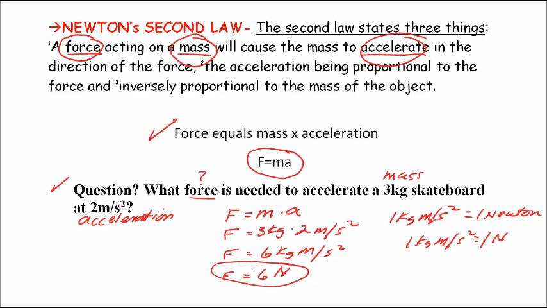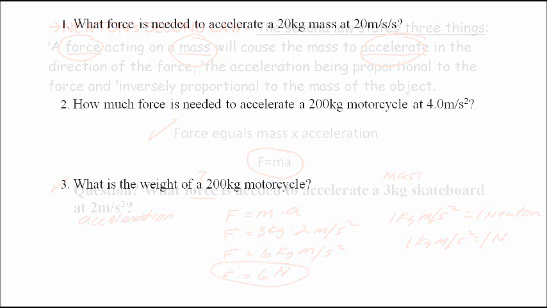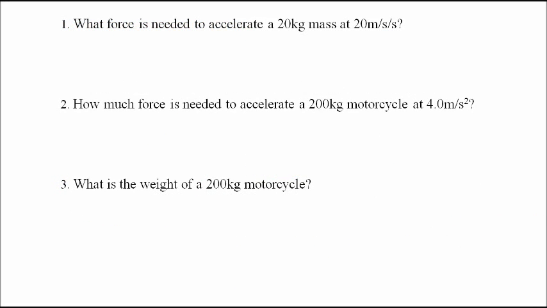There is our answer. It takes a force of 6 newtons to accelerate a 3 kilogram skateboard at 2 meters per second squared. Problem solved. Now let's go ahead and work a few more example problems just to help you get used to using this equation, force equals mass times acceleration, in some different ways. The first question simply says, what force is needed to accelerate a 20 kilogram mass at 20 meters per second squared?